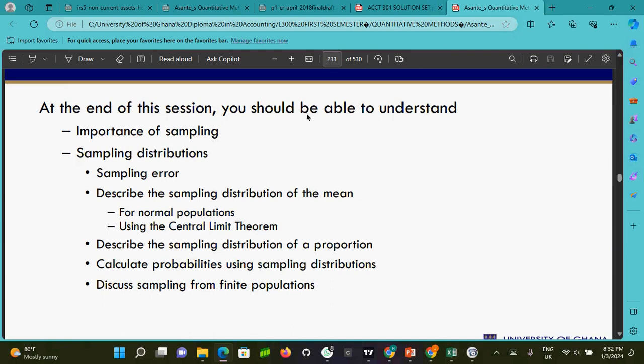So at the end of this session, you should be able to understand the importance of sampling distribution, sampling error, and describing sampling distributions for a normal population using the central limit theorem.